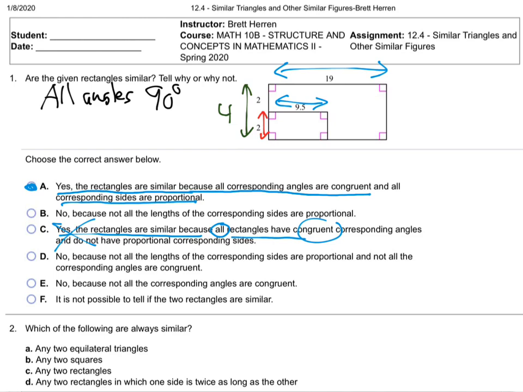That is the right reason. All the sides are proportional. The angles are equal. Let's go. We good there? All making sense?